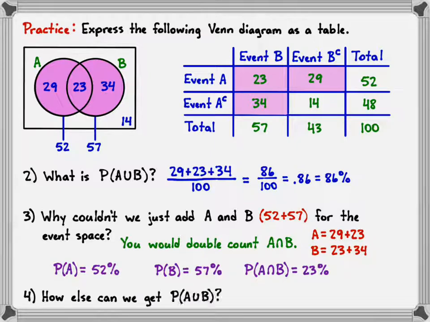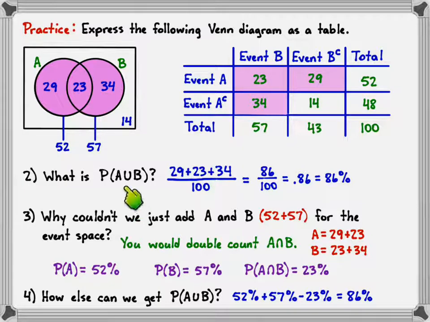Well, that's the question here. What is the probability of A union B without going through the motions of adding the 29 plus 23 plus 34? What's another way of getting that number? Well, we could take the 52 and the 57 and add those together, and we know, like I said before, we would be adding the 23 two times. We don't want to add it two times, we only want to add it once. So if I subtract one of those intersections, I'll get the same answer. 52 plus 57 is 109, minus 23 is in fact 86%. So we end up with the same thing.